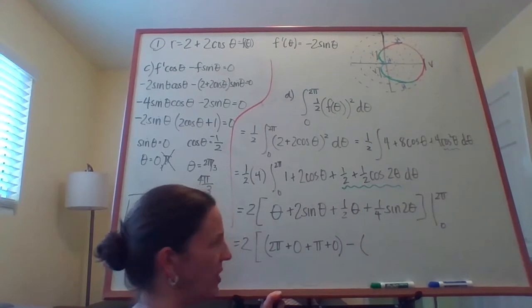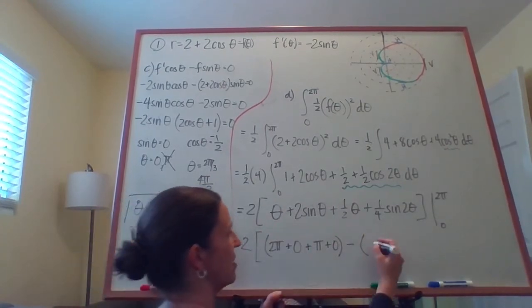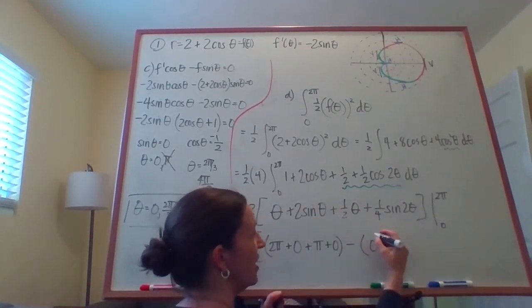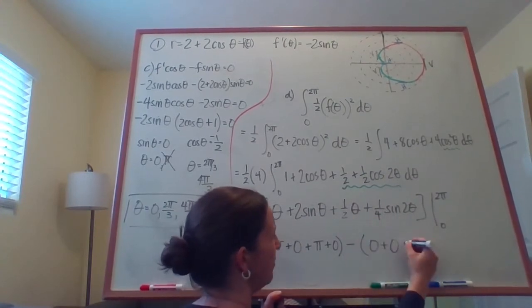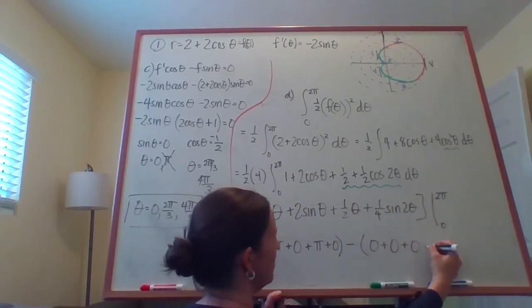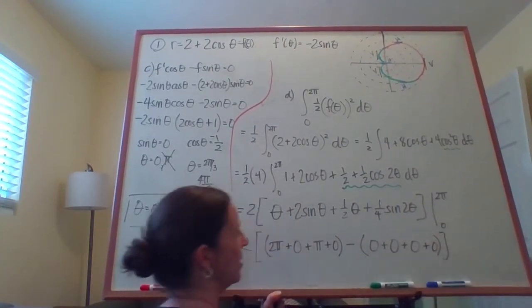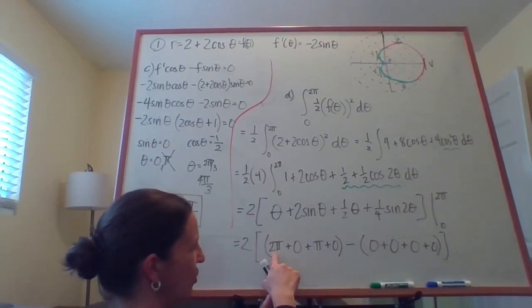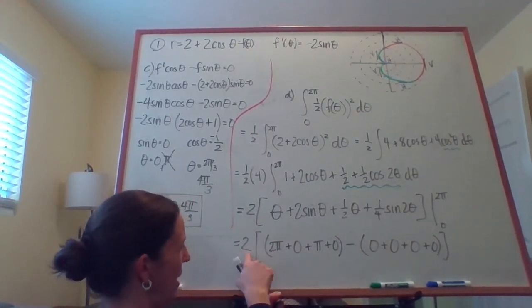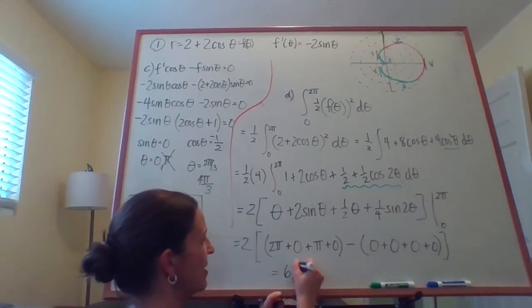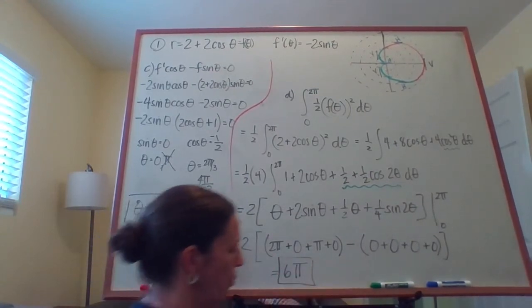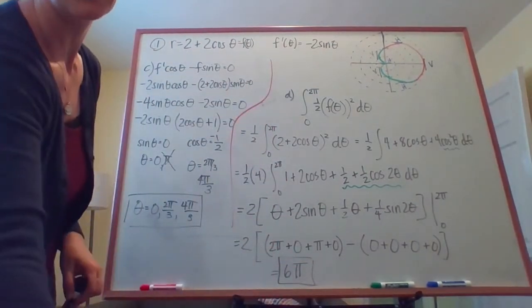And then in the second parentheses, I got a whole bunch of zeros, because plugging in 0 for theta, sine of 0 is 0, half of 0 is 0, sine of 0 is again 0. So what I basically got here is 2 pi plus pi, that's 3 pi, times 2, and I get 6 pi. So my final answer for 1E is 6 pi.